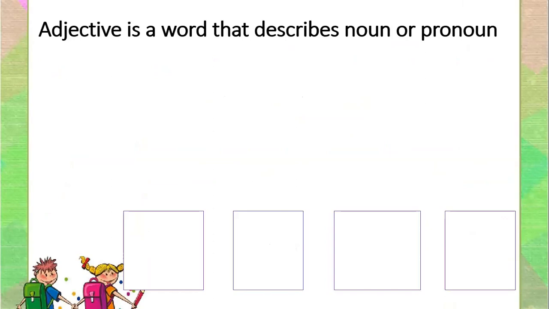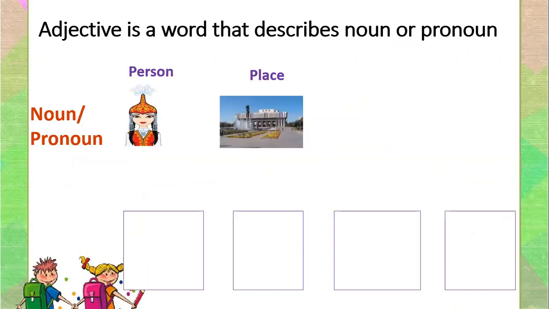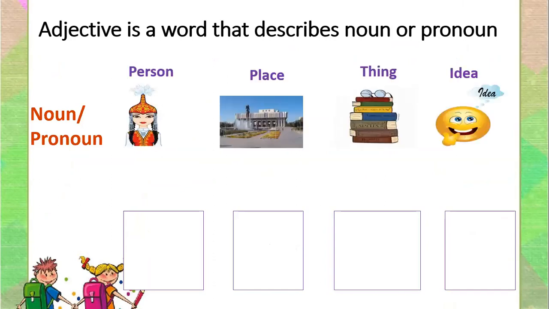Let's go ahead. What is an adjective? An adjective is a word that describes a noun or pronoun. From our previous topics, we've learned about nouns and pronouns, right? So let's revise them. What are a noun and a pronoun? A noun is a person, place, thing, or idea. When I say idea, I mean some abstract concept, abstract notion, okay, like maybe dream, maybe wish, maybe time, etc.